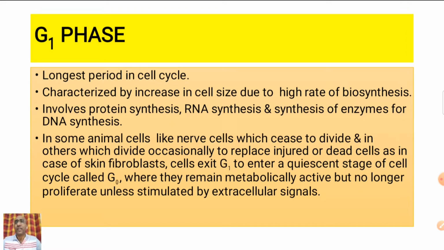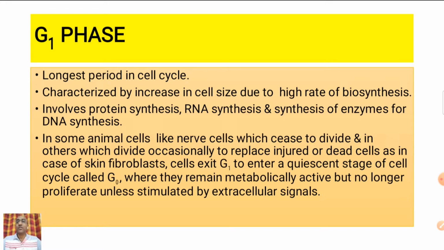Well, as far as some animal cells are concerned, like nerve cells or skin fibroblasts, they cease to divide. So after G1 phase, instead of going to S phase, they immediately enter into the G0 phase. Here they remain metabolically active, but they are no longer dividing. They do not divide unless they are stimulated by external or extracellular signals.